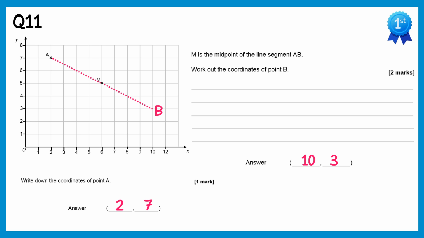Now if you're struggling to see how we found B, you could start at A and go across 4 and down 2 so that you hit M, and then repeat that journey across 4 and down 2 again.